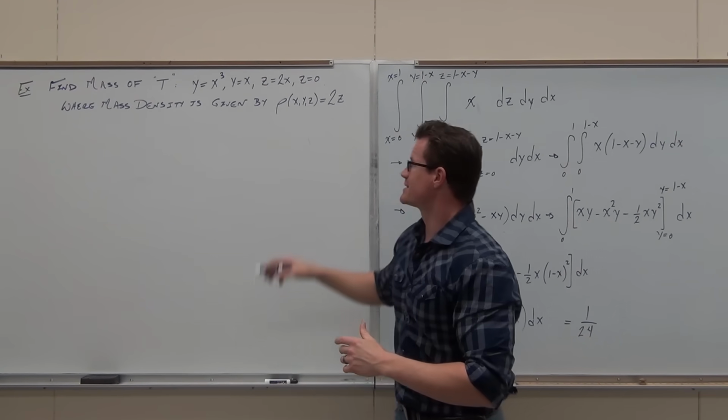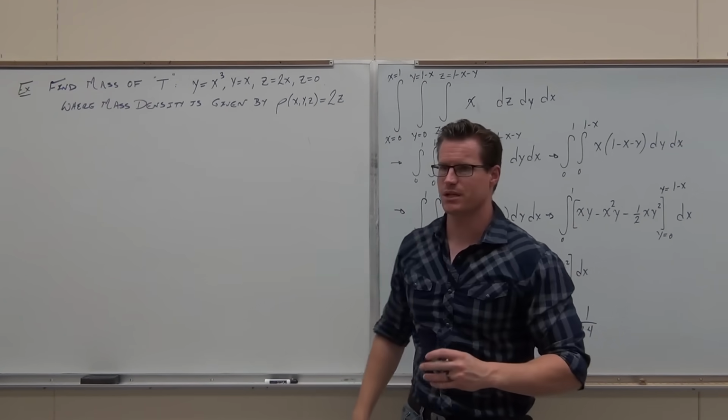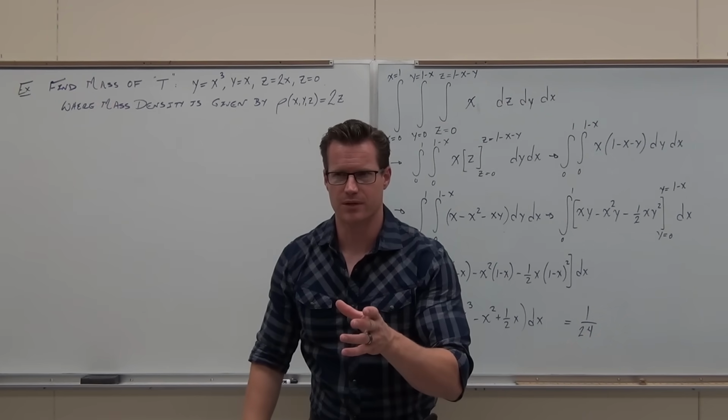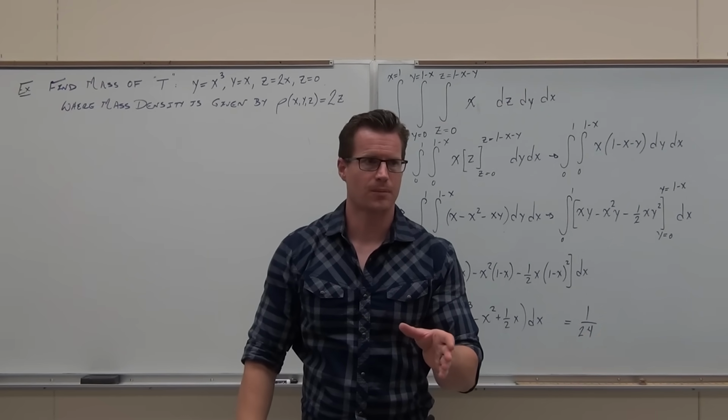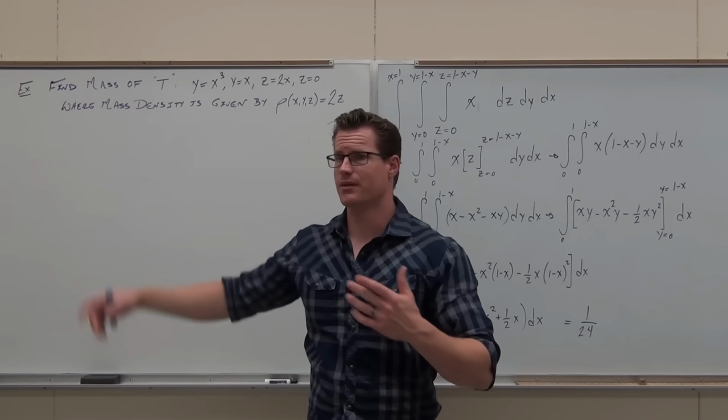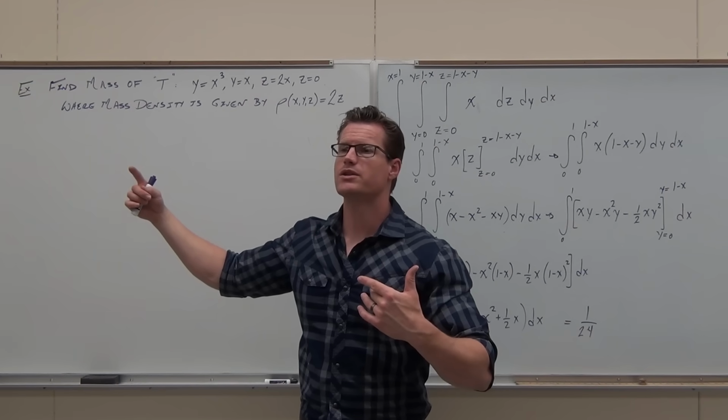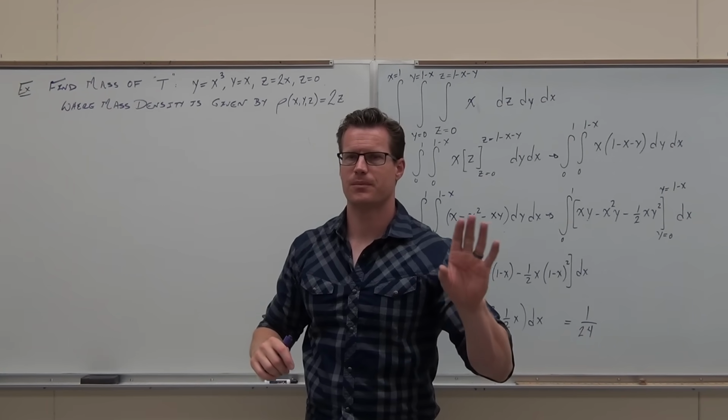And I'm telling you, the mass density of that region is given by 2z. And now if you understand the problem here, this is how your test is going to look. I'm going to say, I want you to find the mass of the region. This is what this looks like. What's your first step?